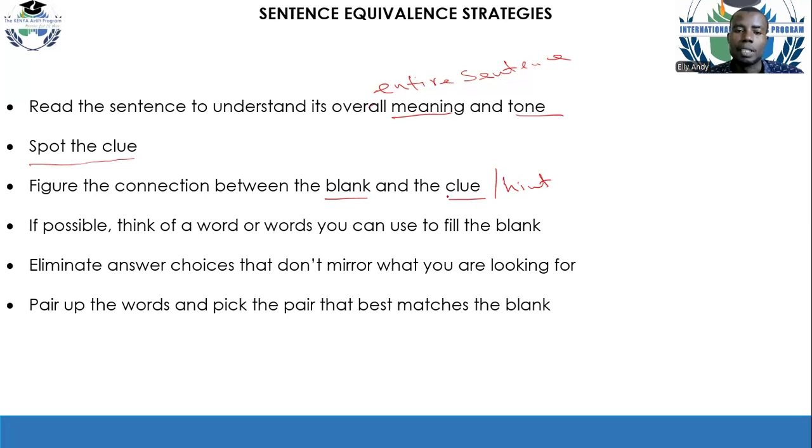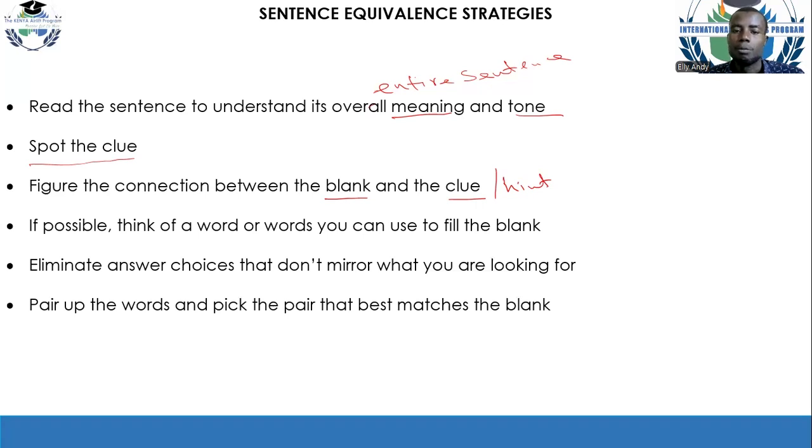For example, will the blank be the opposite of the clue? Is the clue elaborating on the blank, for example? So figure out that connection. Then in some cases, you can have better luck by trying to think of a word or a couple of words or a phrase that you can use to fill the blank even before looking at the answer choices. If that is possible for a specific question, it will make your work easier.